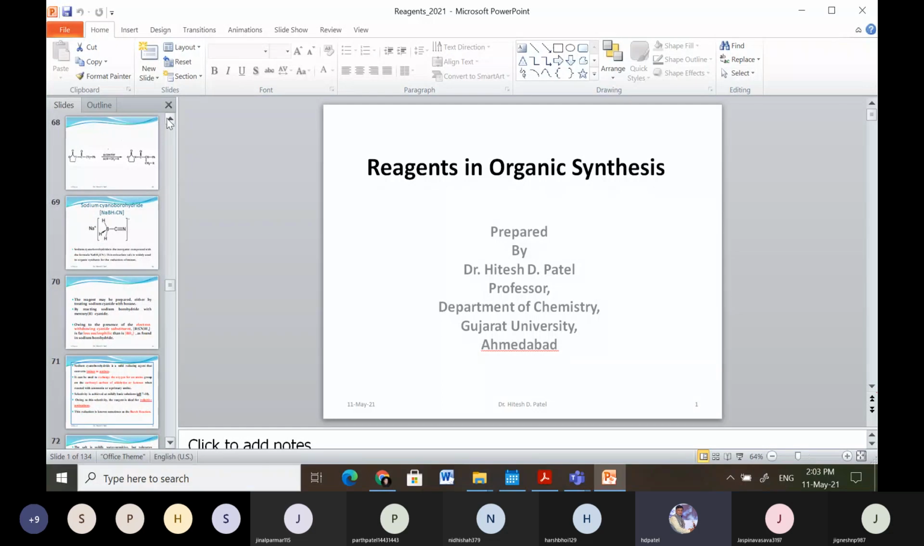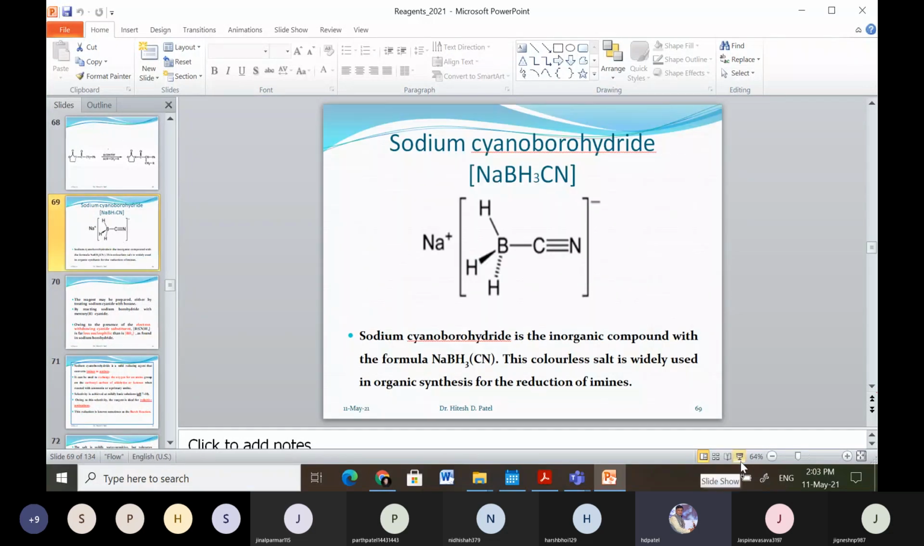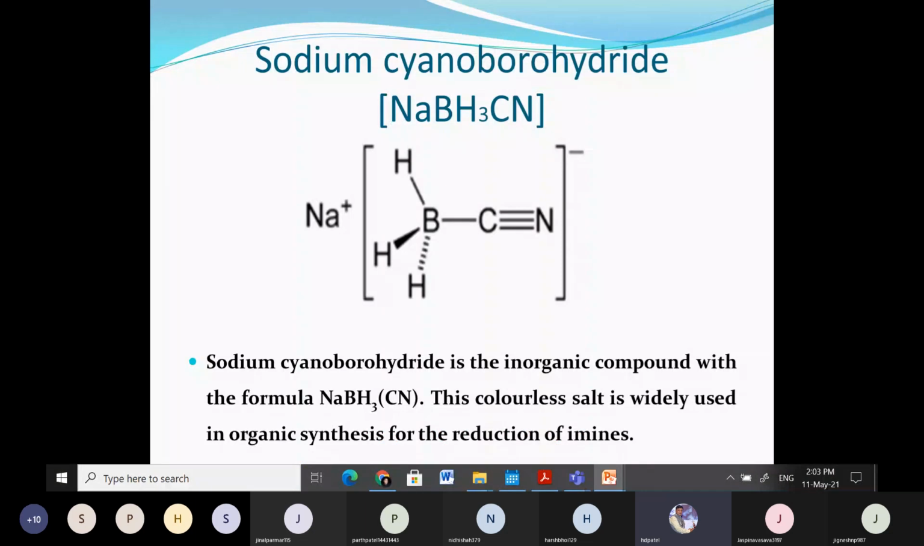Okay, last time we completed LDA and 1,3-dithiane. Today we are going to discuss another two reagents. Their names are sodium cyanoborohydride and DDQ.